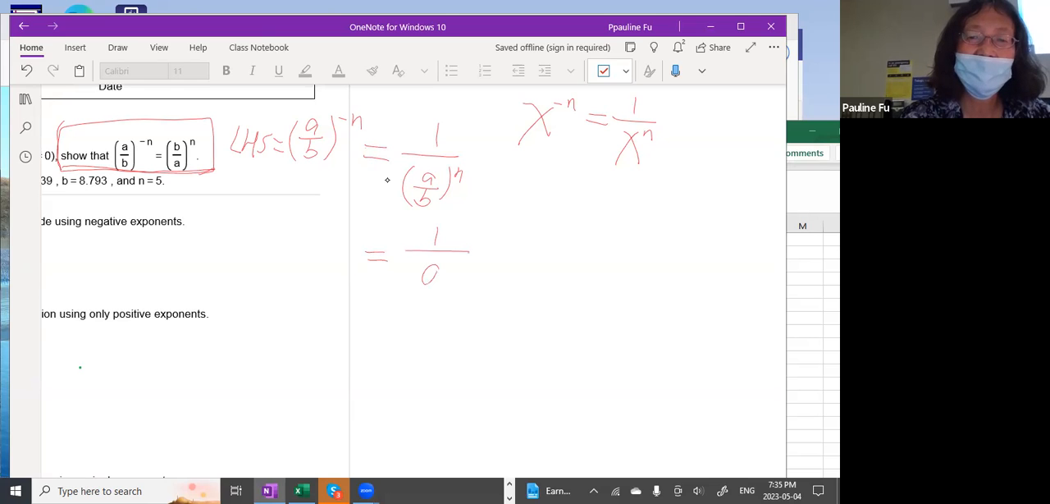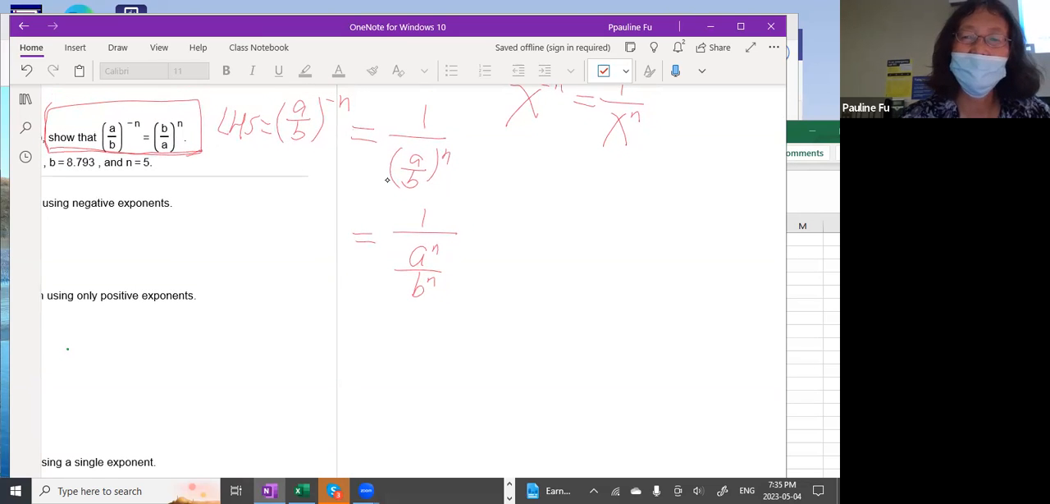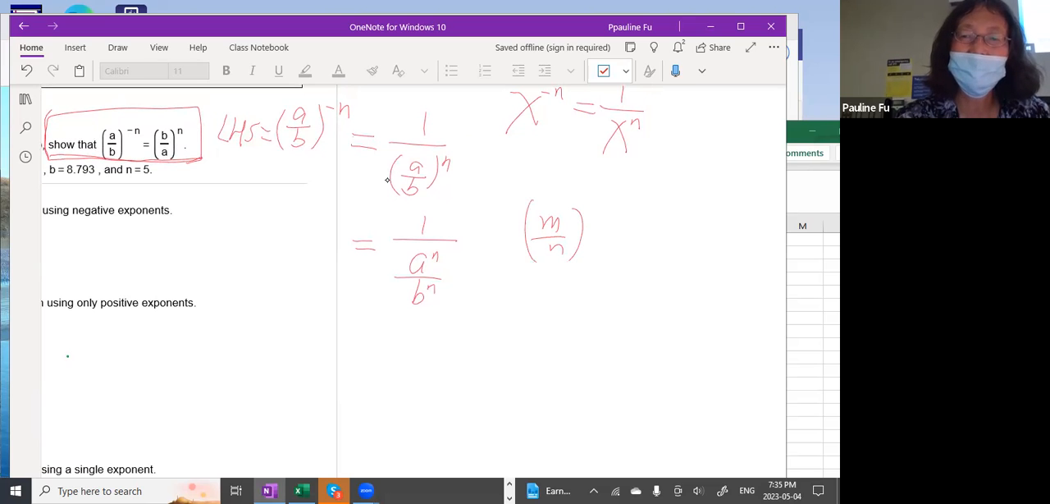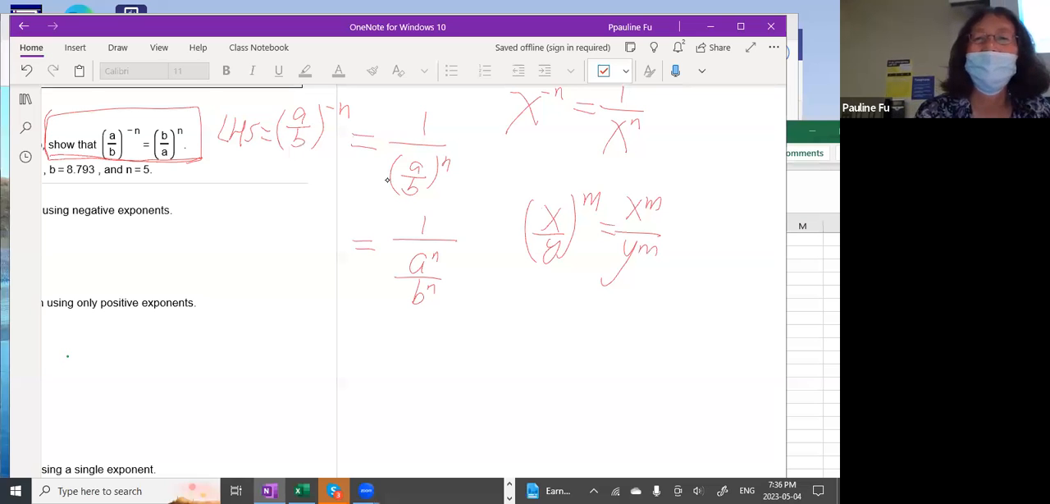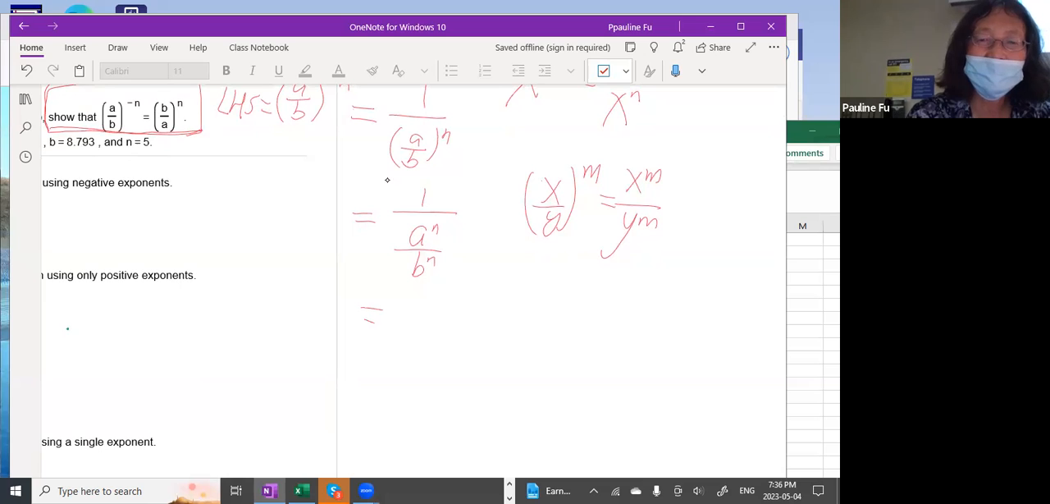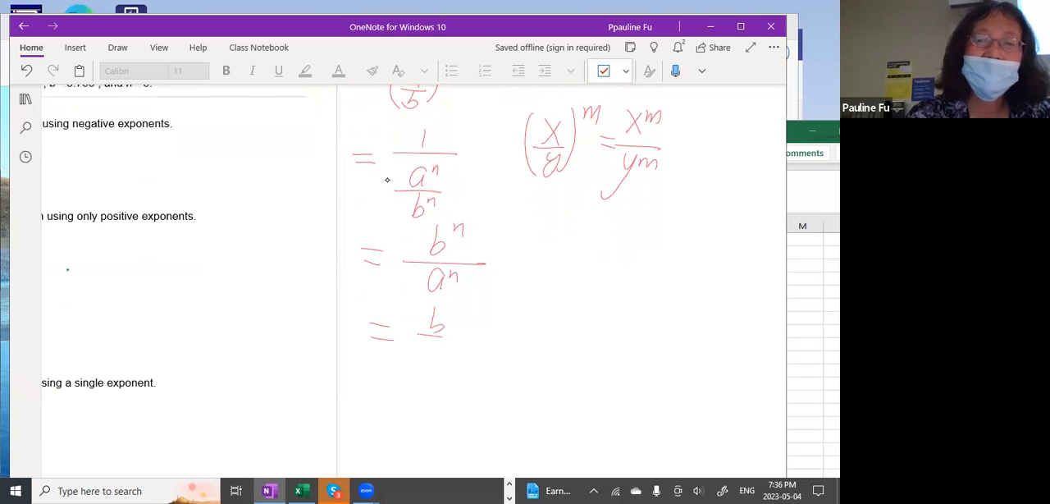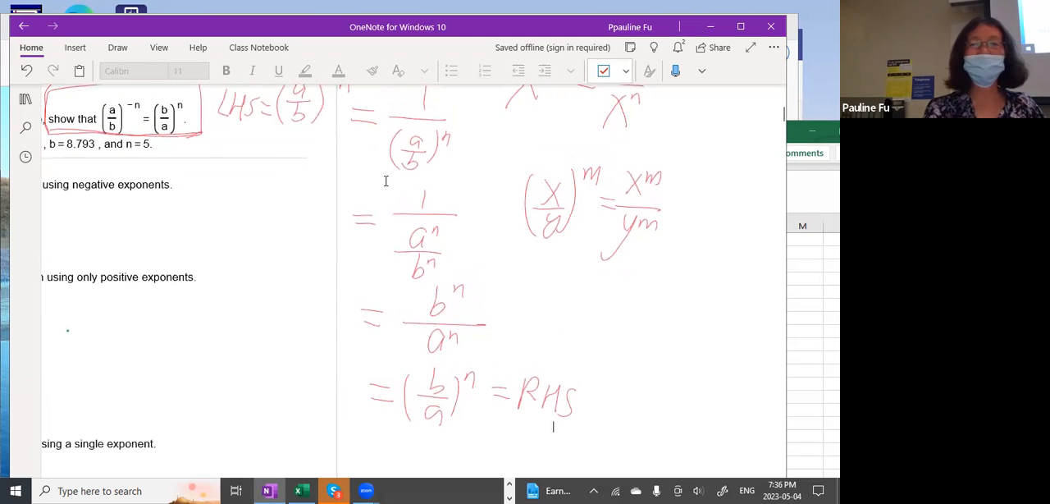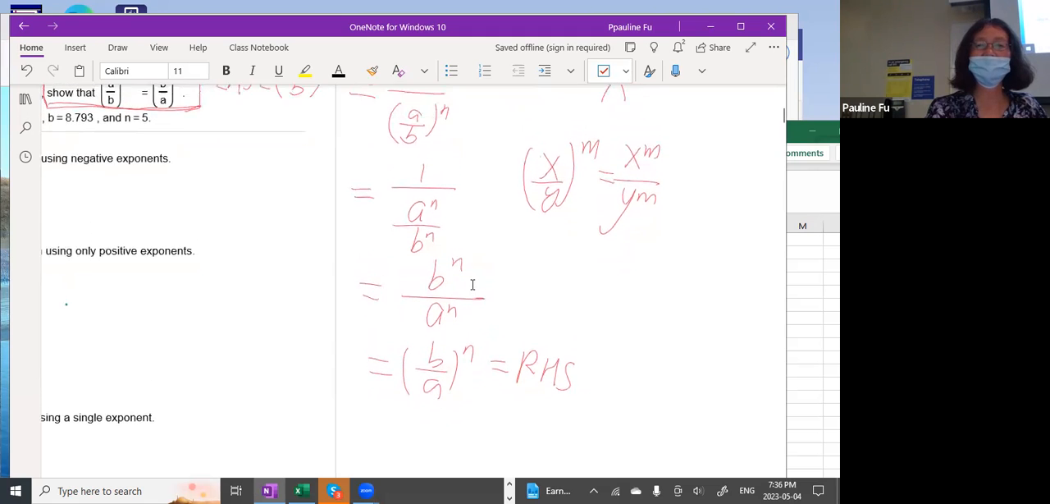So this equals a raised to power n over b raised to power n. This formula says x over y raised to power m equals x raised to power m over y raised to power m. Maybe I will use it. I use this one. And this one equals b raised to power n over a raised to power n. The same thing, ratio. And this equals b over a raised to power n. And this is the right-hand side. So I proved left-hand side equals right-hand side.